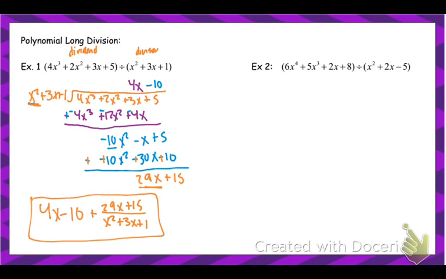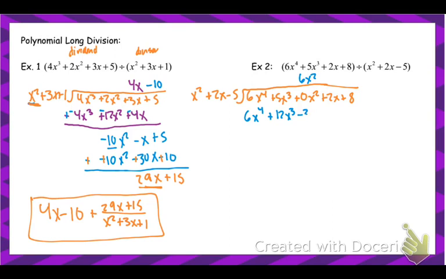All right, let's look at example 2. So very similar setup. x squared plus 2x minus 5 gets divided into 6x to the 4th plus 5x cubed plus 0x squared plus 2x plus 8. Then I look at my first terms. So x squared times 6x squared would give me 6x to the 4th. And then multiply it times everything. So 6x squared times 2x would be 12x cubed, then minus 30x squared, and then I'm going to subtract everything.